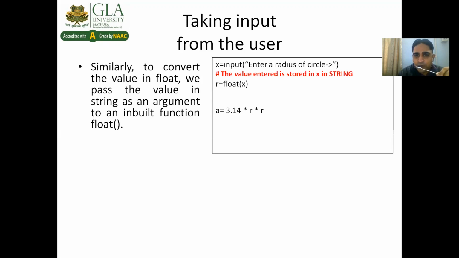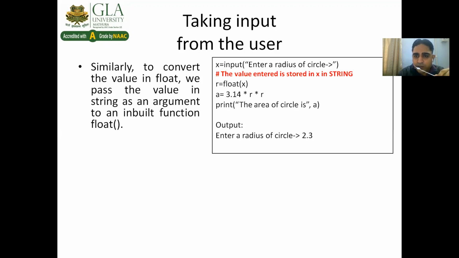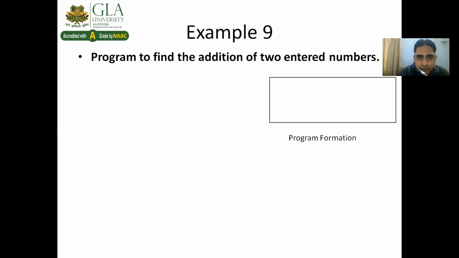Similarly, if we wanted to convert it into float, then we need to have an inbuilt function called float, right? So in the same manner, this area has been calculated for a circle when the radius was entered by the user. So let us say the user has entered 2.3 as the input value. So 2.3 was input in the string, but it was converted into a float value and was stored in the variable r. Then the area was calculated, and the calculated value was stored in the variable a. And finally, the value of a was getting printed. So the output is the area of the circle is 16.61.